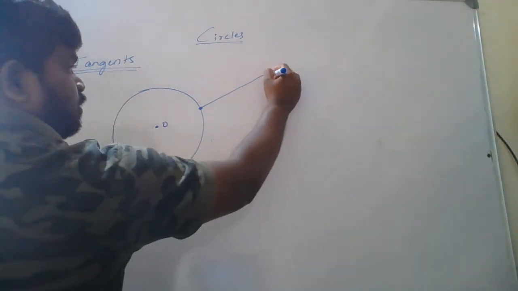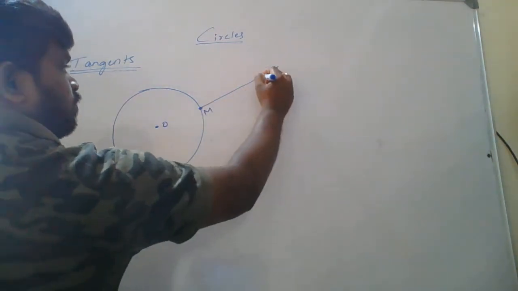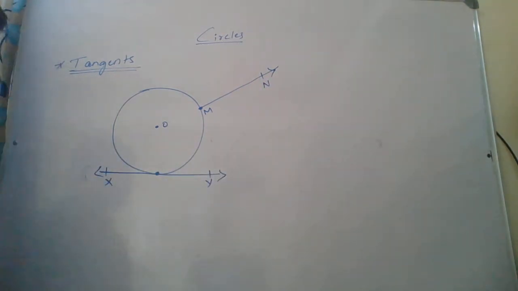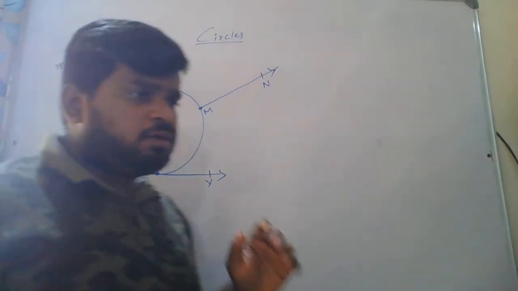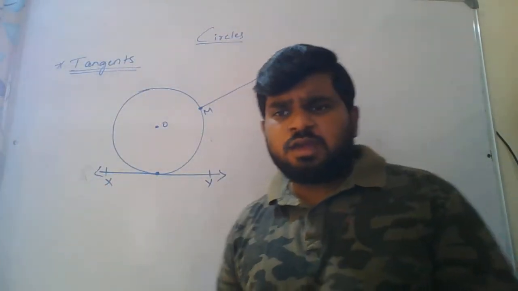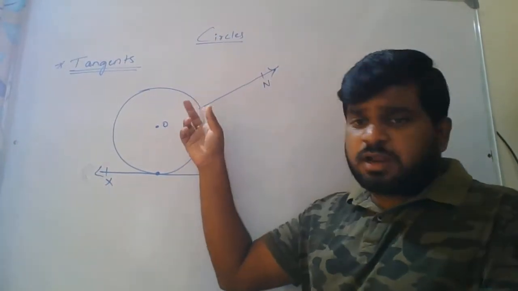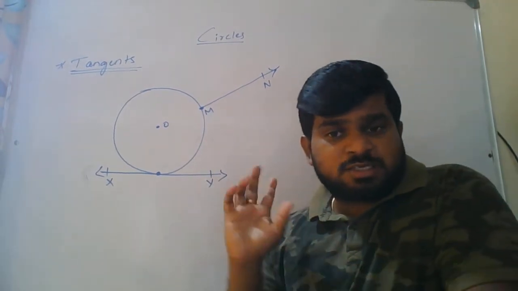Let's take this line to be some M, N. Can I call this a tangent? You will think, yeah, it is. I mean, you will say, yes, this is a tangent. It is meeting the circle at only one point. No, but this is not a tangent.